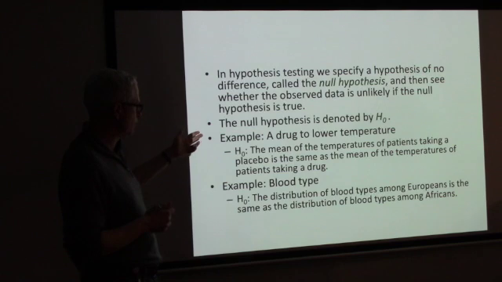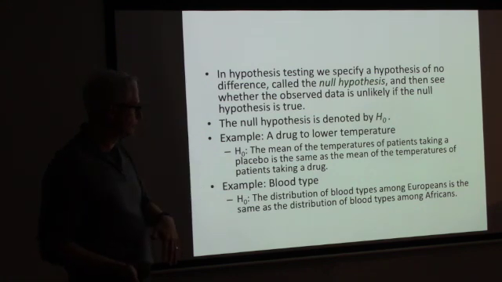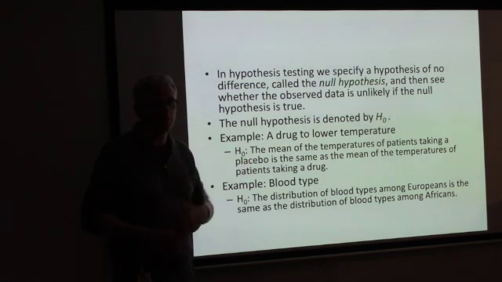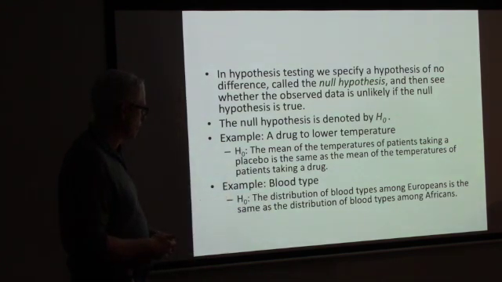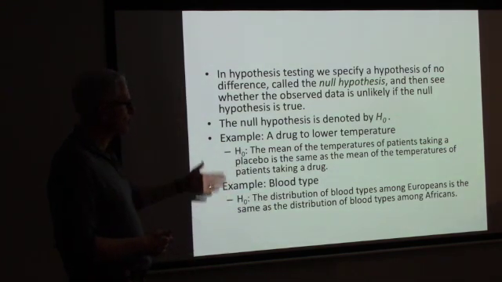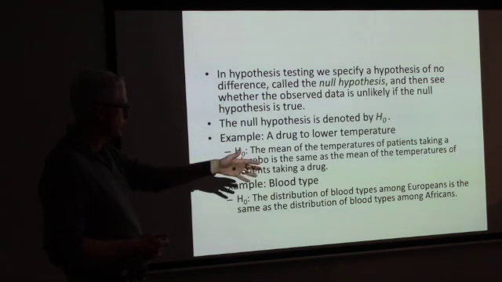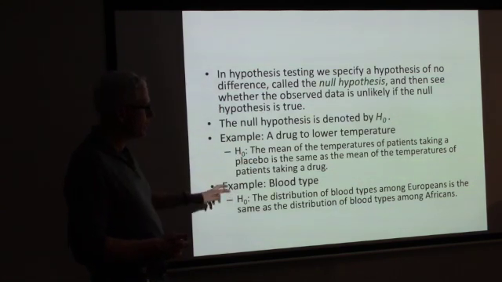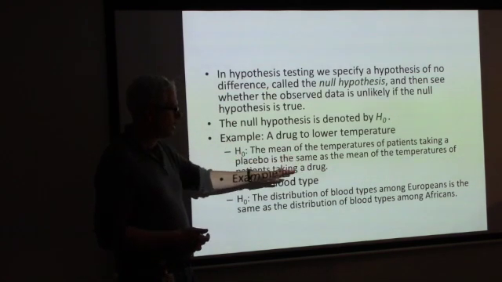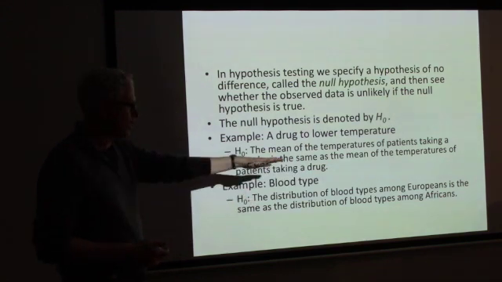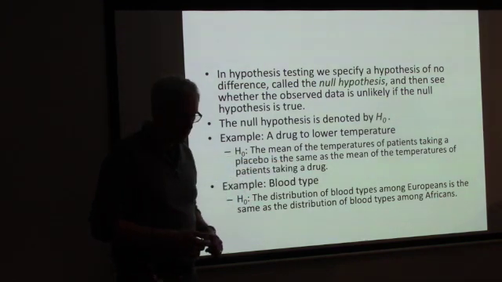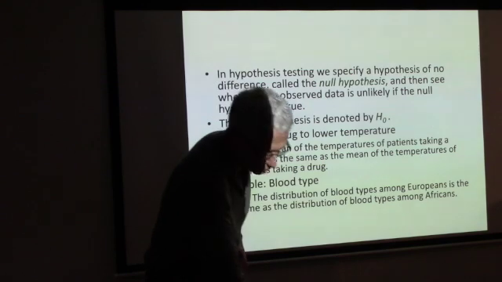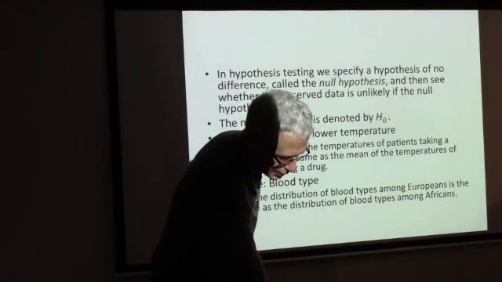And here's an example, a drug to lower temperature. H0, the null hypothesis, is that the mean of the temperatures of patients taking a placebo is the same as the mean of the temperatures of the patients taking a drug. No difference. Blood type, you might say the distribution of blood types among Europeans. A null hypothesis might be that there's no difference in the blood types of Europeans versus, say, Africans. Okay. So that's hypothesis testing.